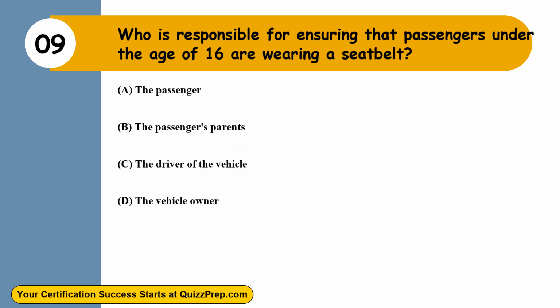Question 9. Who is responsible for ensuring that passengers under the age of 16 are wearing a seatbelt? Option A. The passenger. Option B. The passenger's parents. Option C. The driver of the vehicle. Option D. The vehicle owner.